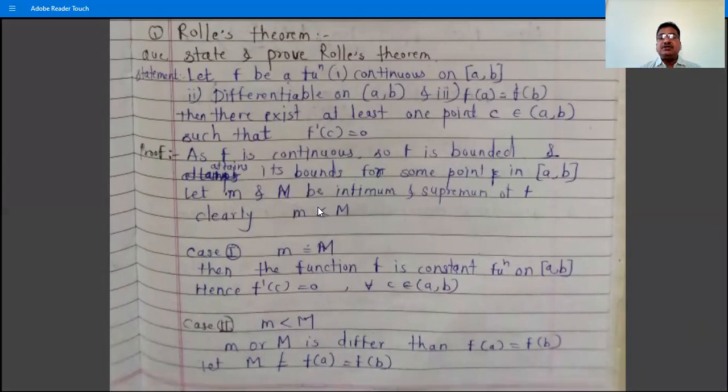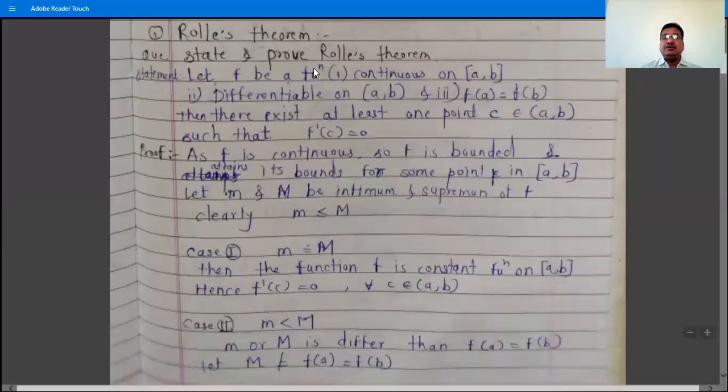A function is called bounded if its set of images is bounded. Suppose the set of images contains 100 elements; if an upper bound and a lower bound both exist for this set, then we say the set is bounded. If the function is bounded, it has a supremum and an infimum.